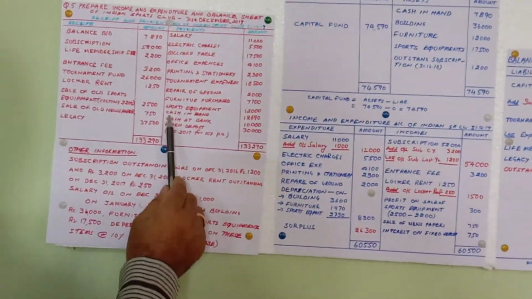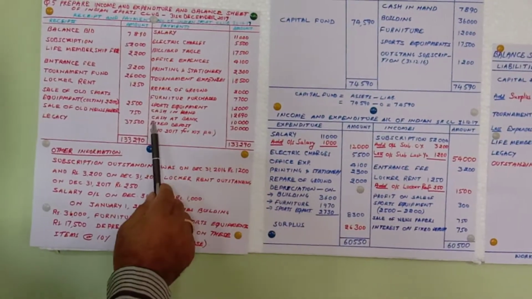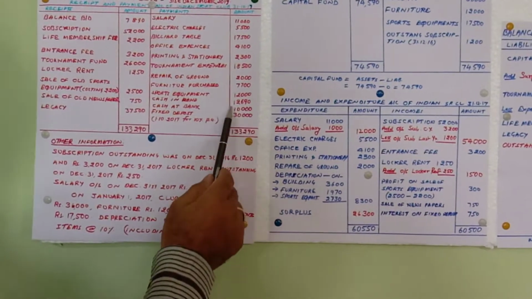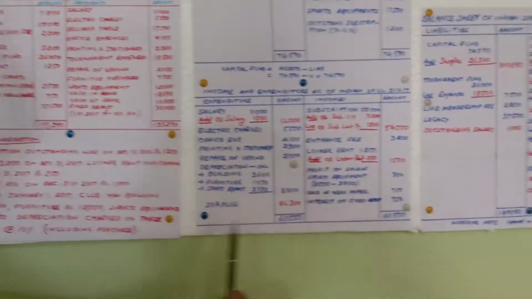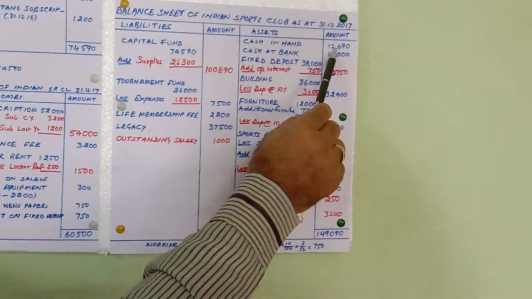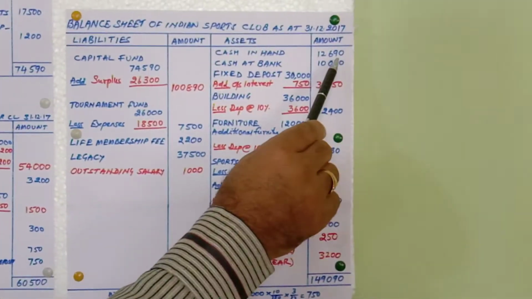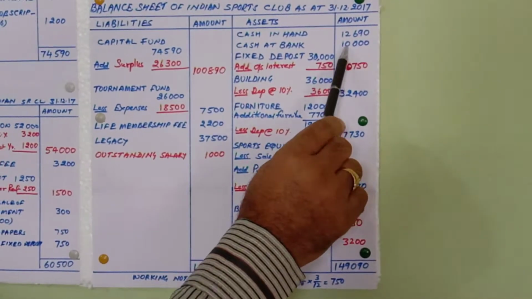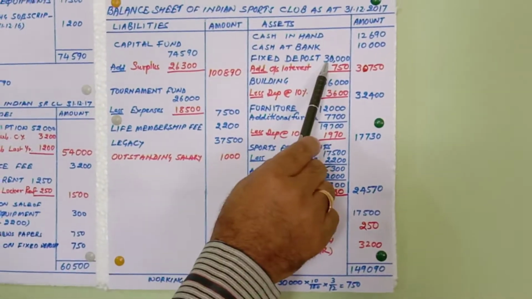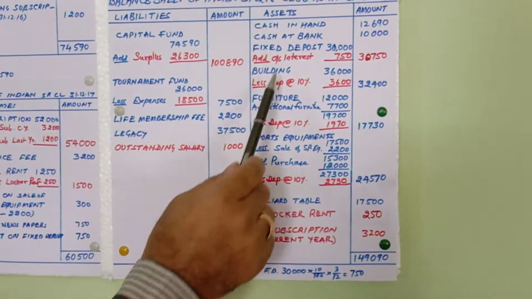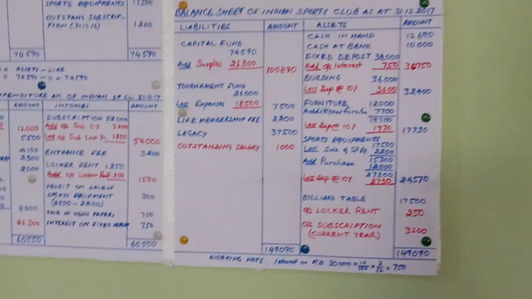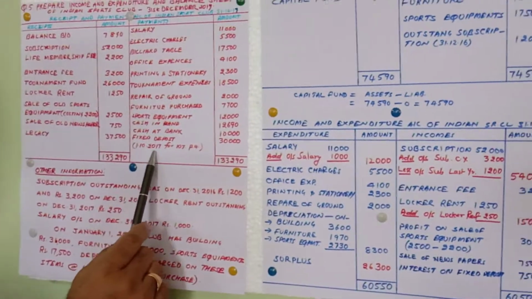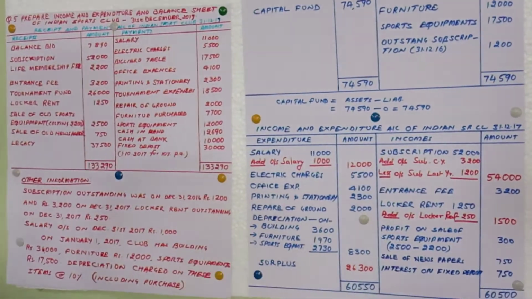Then we have cash in hand, cash at bank, and fixed deposits. Now cash in hand and cash at bank I have taken here. Cash in hand 12,690, whereas cash at bank 10,000, and fixed deposit 30,000. For the fixed deposit there will be internal adjustments because it says the date of fixed deposit is 1/10/2017. So this also I will come to later.